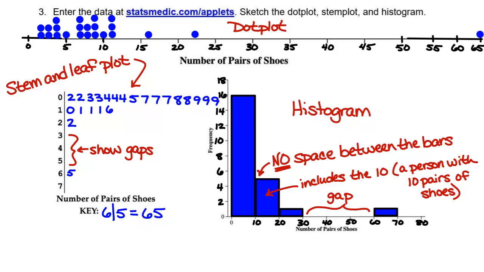Does anybody remember what the mode is? Like mean, median, mode? The number that shows up the most. So that's why when I have two bumps of data, we say it's multimodal or bimodal, because there's two areas that have the most.